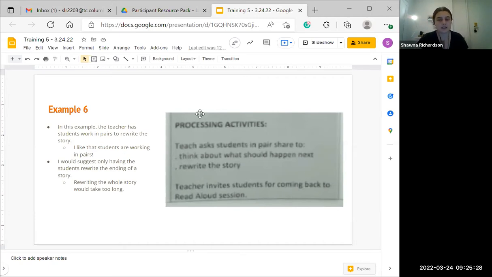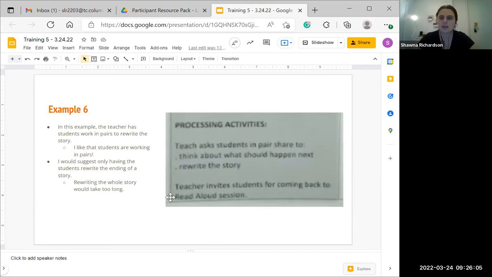So I really like in this activity that someone had their students working in pairs. And the only suggestion I would make is that they only rewrite the ending of a story. If you want them to rewrite the whole story, that will take a long time, which is fine, but you would need a whole class just to rewrite the story. So for this short activity that we do at the end, you can just have them rewrite maybe the last page of the story and think of a new ending. But this is a great way for students to talk to each other.